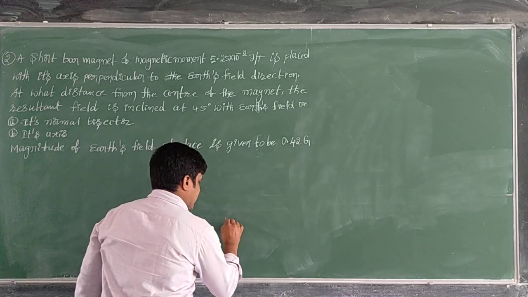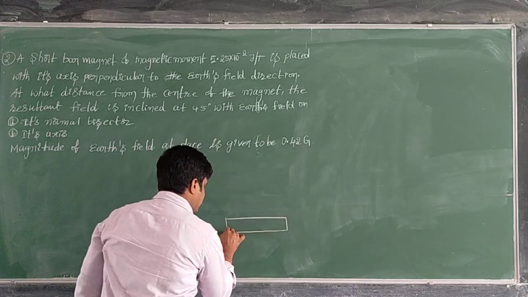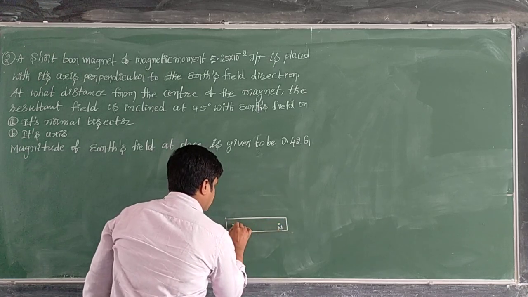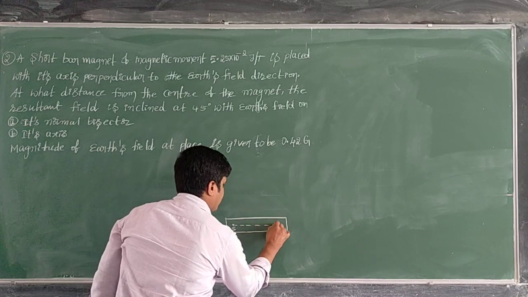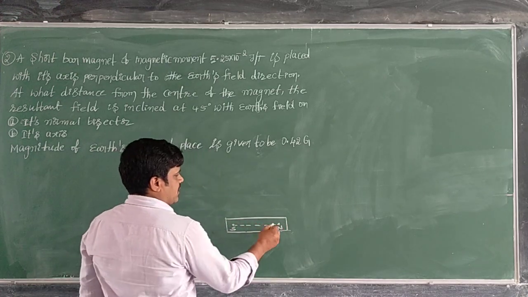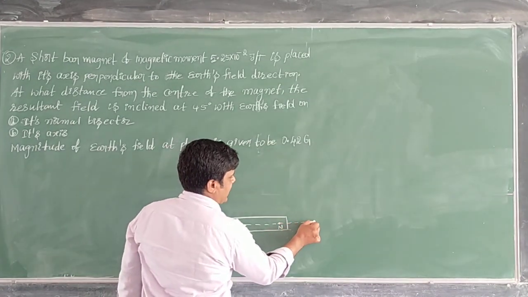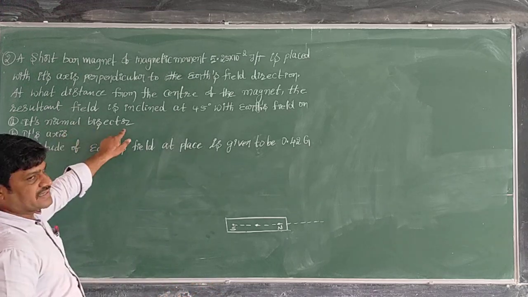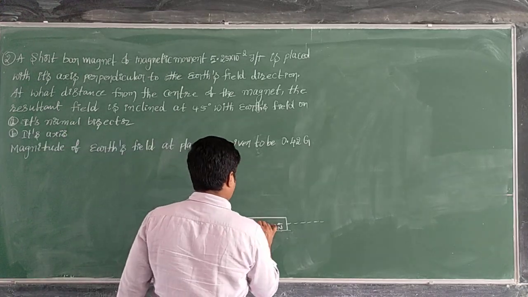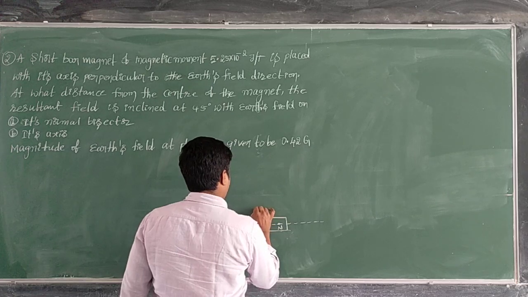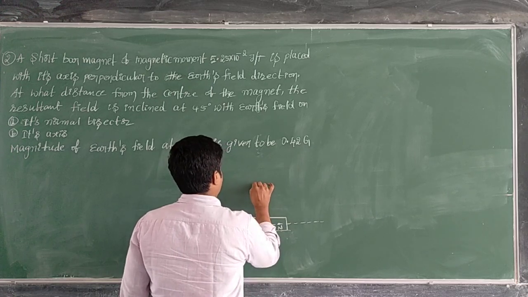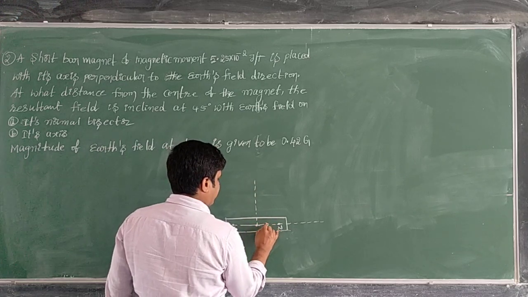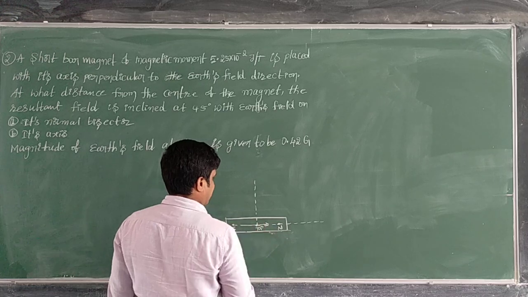Now just look at here. This is the bar magnet. This one is the south pole and this one is the north pole. This is the axis of the bar magnet, which we can take as the axial line. The normal bisector means the equatorial line, and this one is the equatorial line. Here the magnetic dipole moment direction is from south to north, like this.